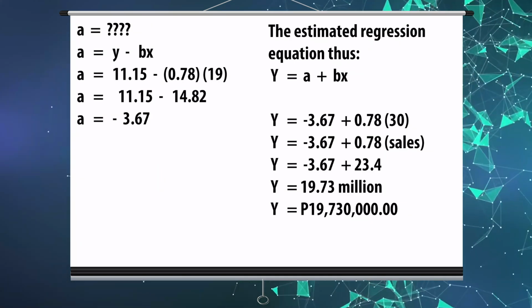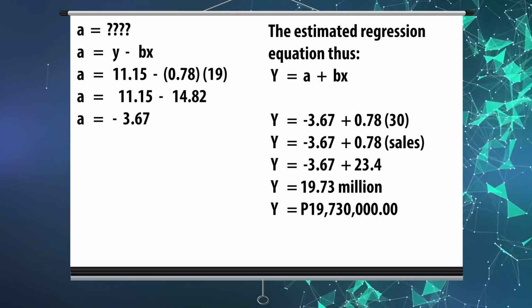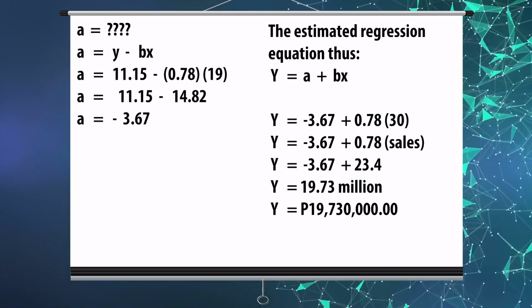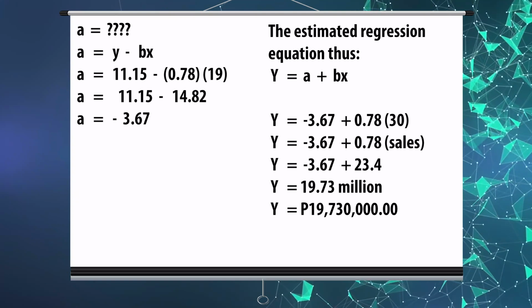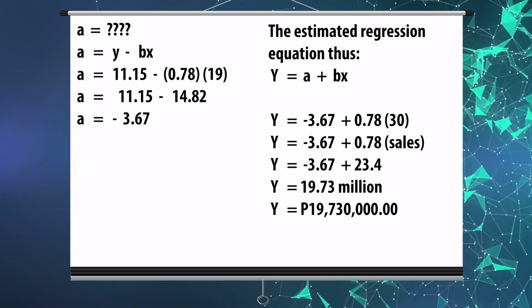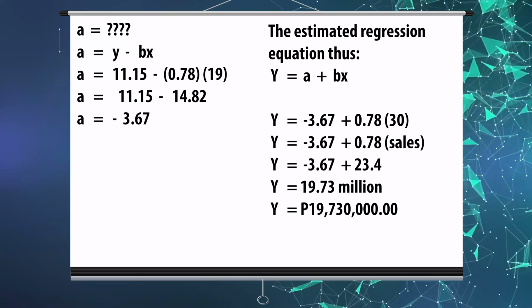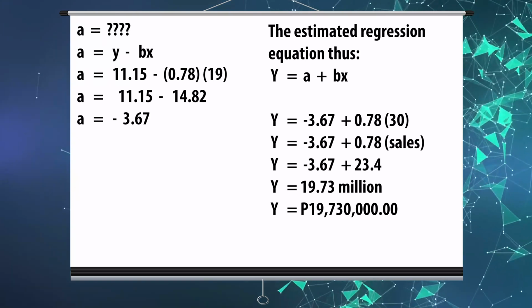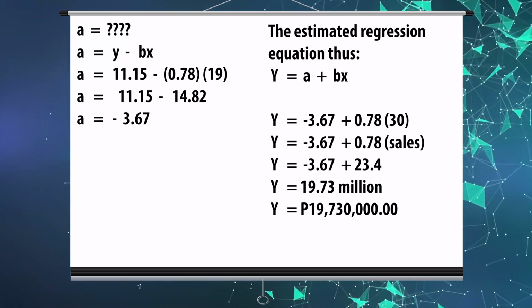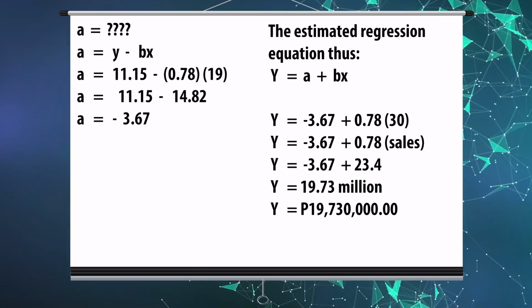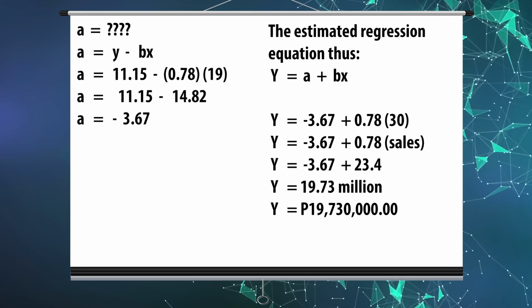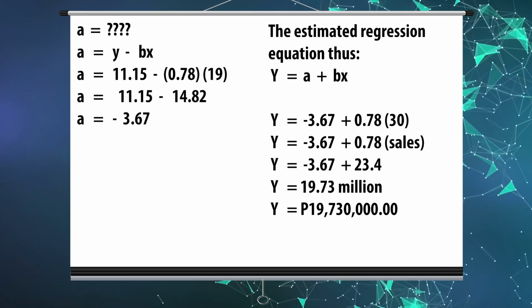Next, we are going to solve for the value of a using the formula y-bar minus b times x-bar, coming from the original formula y is equal to a plus bx. Substituting the values, we have 11.15 minus 0.78 times 19. Simplifying, we are able to get a equal to negative 3.67.